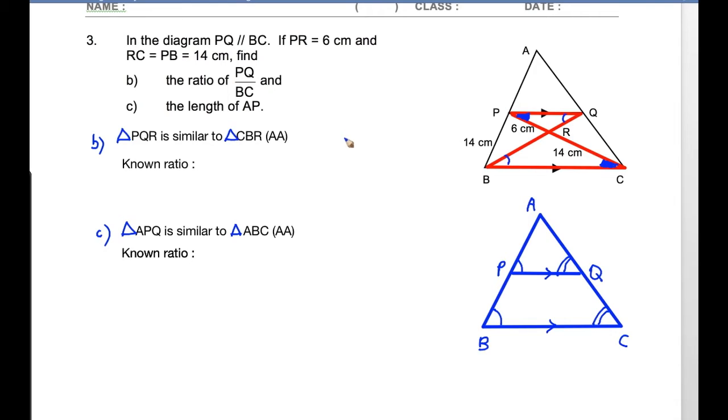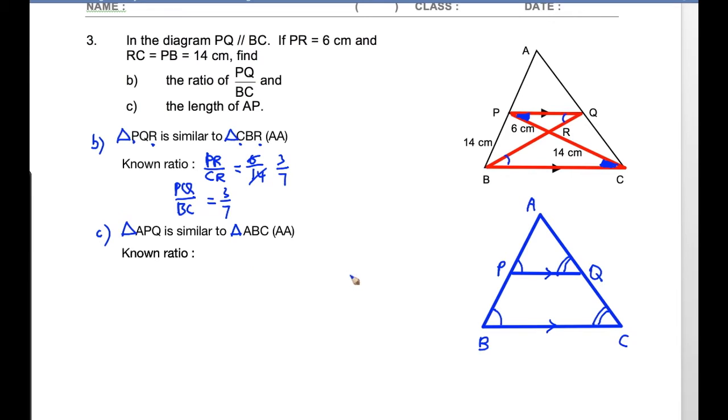And we now look for the corresponding lengths which are known, which gives us the known ratio. That is PR corresponds to CR, which gives us 6 over 14, which reduces to 3 over 7. Now, PQ and BC are also corresponding lengths, and therefore they should have the same ratio, 3 over 7.